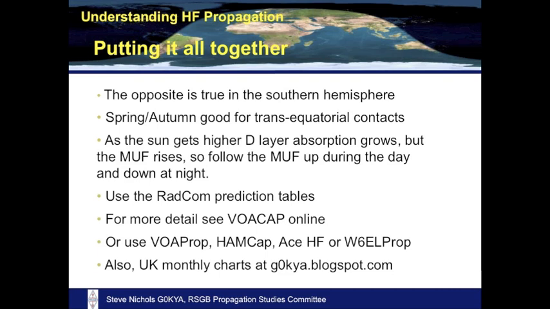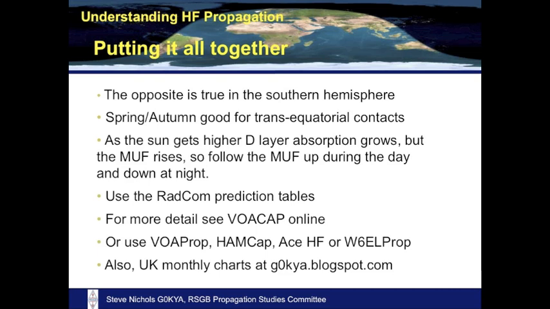So during the day you're going to be using 20 meters, 15 meters, 12 meters or upwards, but at night time as the sun sets, then you're going to be dropping down to maybe 10 megahertz, 30 meters, 7 megahertz, 40 meters, or even 80 meters, 3.5 megahertz. If you want to know what to work and when, use the RadCom prediction tables. Or if you don't want to do that, you can use the VOACAP online facility.